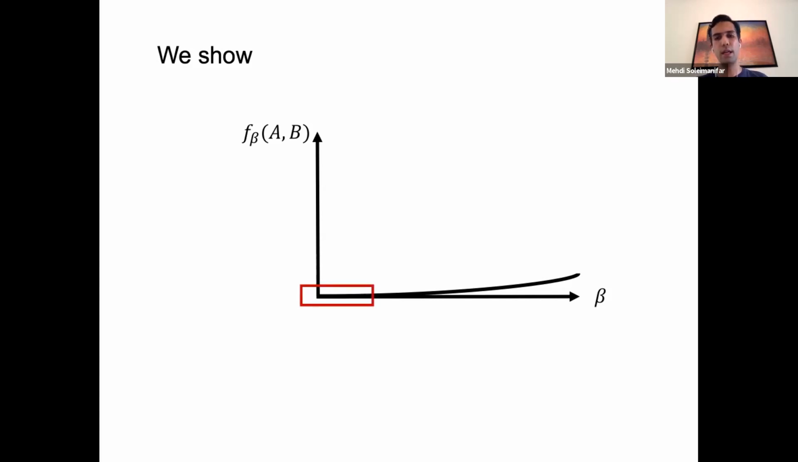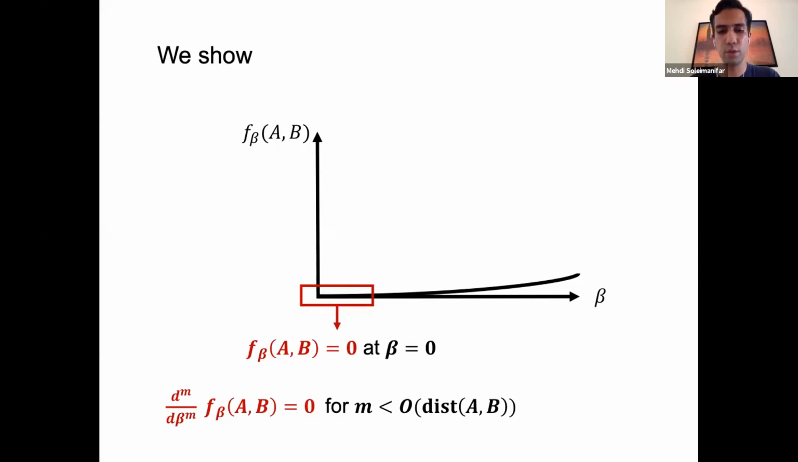So we show that at beta equals 0, meaning at infinite temperature, this function is 0. This makes sense because the Gibbs state is just a uniform distribution. There is no correlation between the regions. But not only that, we also show that the low-order derivatives of this function are also 0. And the number of these derivatives scales with the distance between the regions that we are measuring their correlations. The further apart they are, the more of these derivatives are 0. And we also show that if at that beta the log of the partition function is analytic, meaning there are no complex zeros around it, then this function f of beta is also analytic.